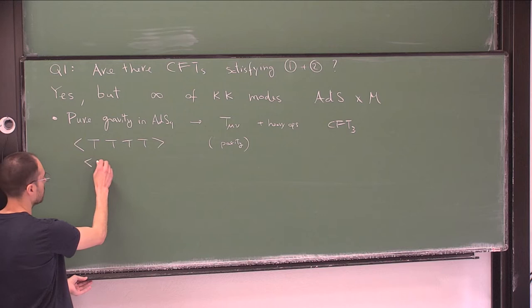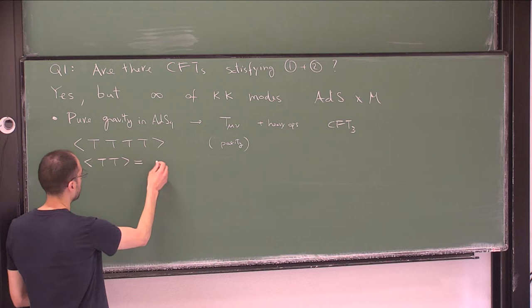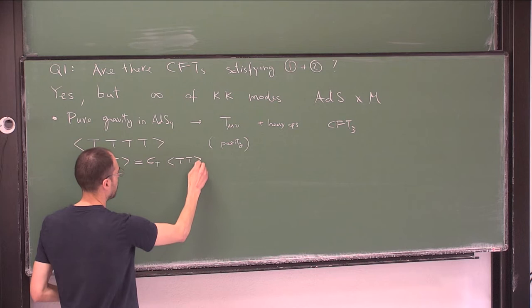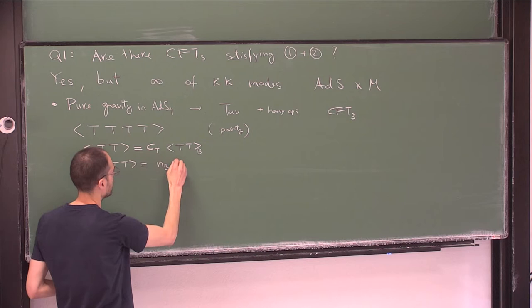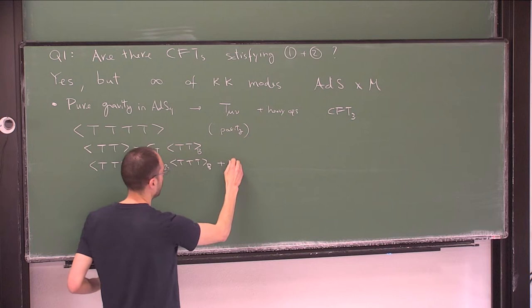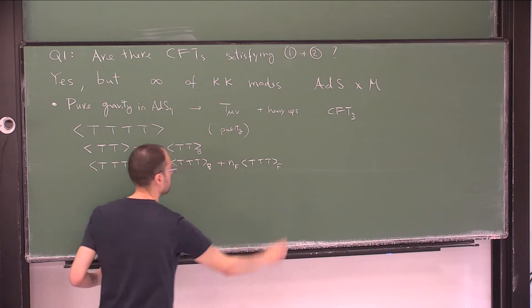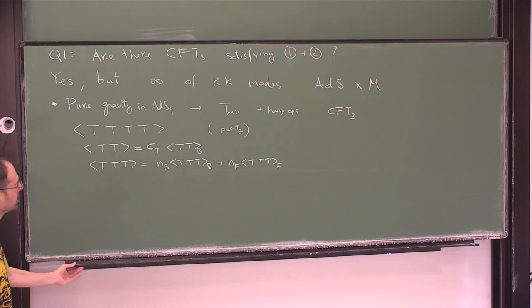So just to set up some notation, the TT two-point function, of course, is fixed by conformal symmetry up to a constant. That's what we call CT. And let me call this structure what you get in the theory of one free boson. And the three-point function is fixed up to two constants, so it's convenient to write it as NB times TTT of the free boson, what you get in the theory of a free boson, and NF times what you get in a theory of a free fermion. If you break parity, there's one more structure. That's where parity enters, for example.